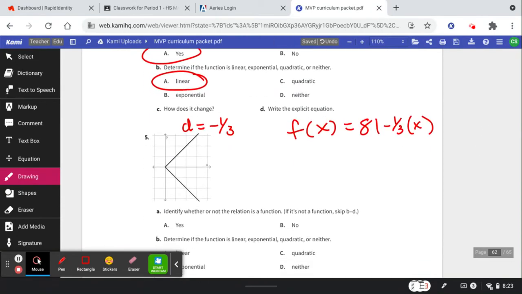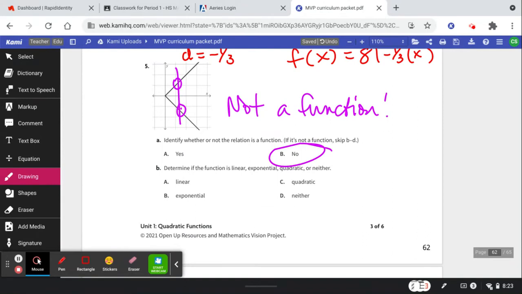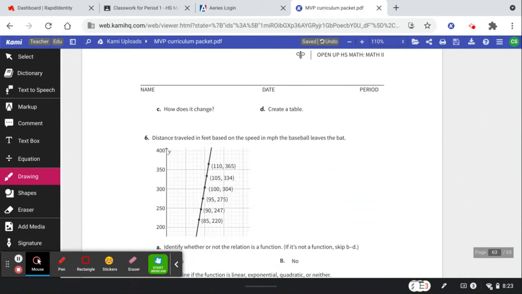Number 5, is it a function? Vertical line test, it touches twice, not a function. So no. Is this linear, quadratic? Neither. What the heck is that thing, right? It's like a sideways V. How does it change? It is increasing and decreasing over the same domain.